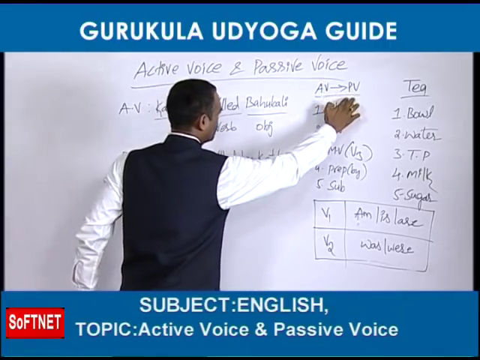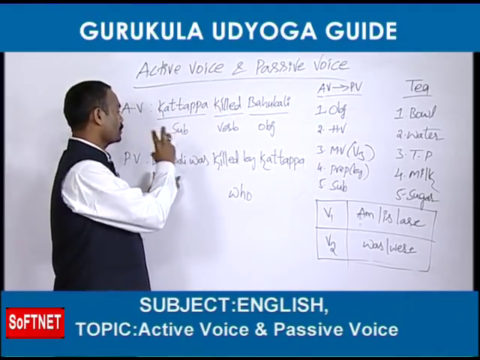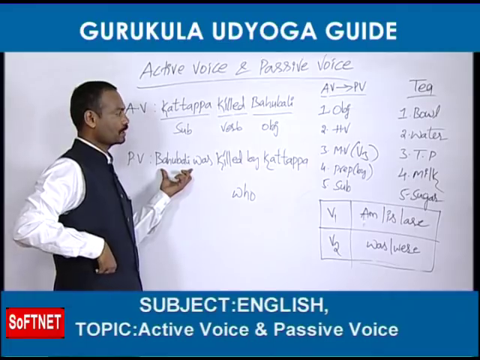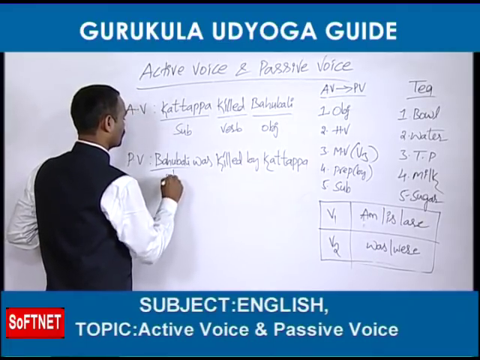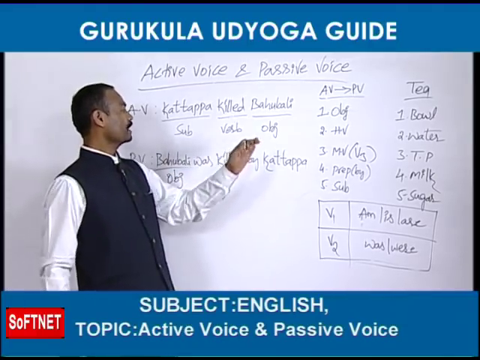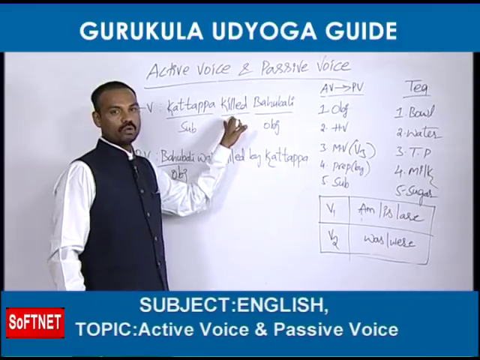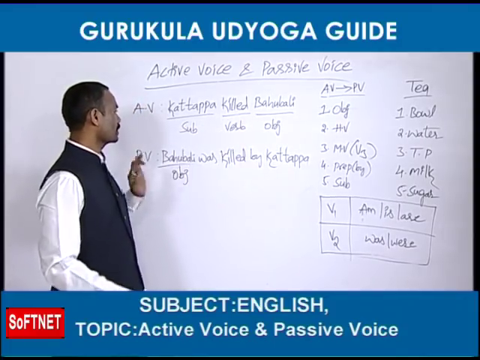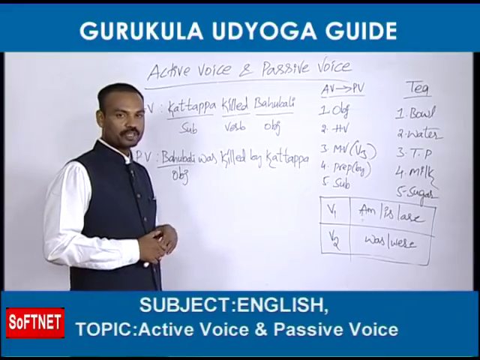To change active voice into passive voice, these 5 items are required. I told you first we should start the passive voice with the object. This is the object. How to find out the object? You should go to the verb and ask a question with what and whom. The coming answer is called the object. Next, you should know the helping verb. Helping verb is called the be form here.